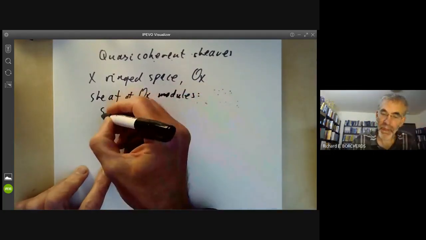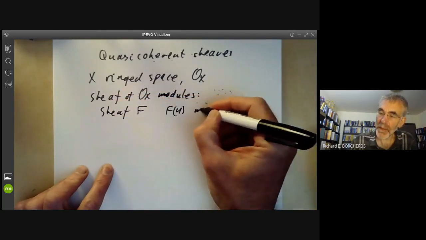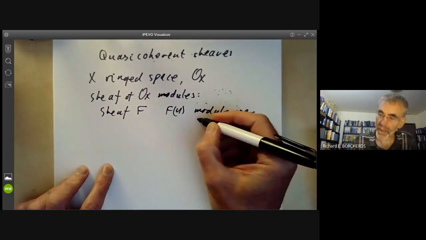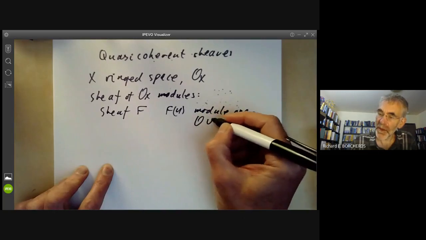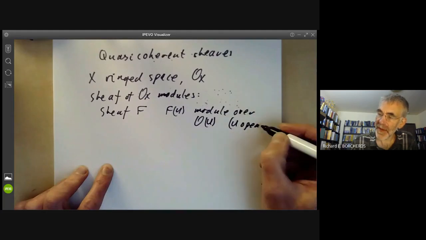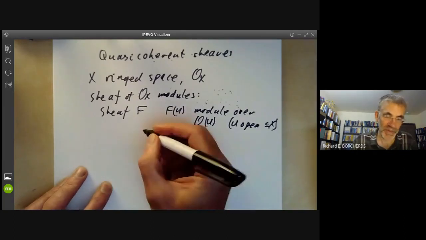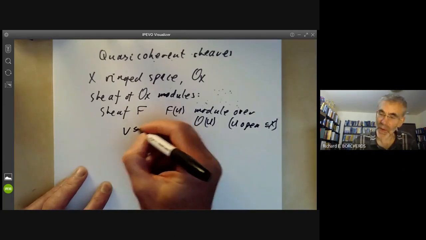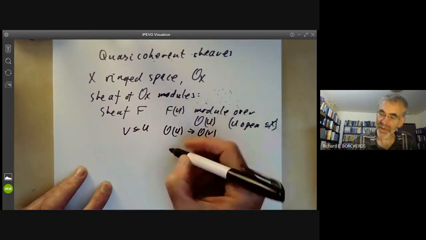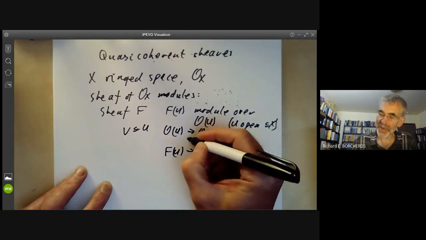We have a sheaf F such that F of U is a module over O of U, where U is open in X. And these all have to be compatible with restriction homomorphisms. So if V is contained in U, we have maps from O of U to O of V, and we have maps from F of U to F of V. And let's call both of these restriction maps rho.